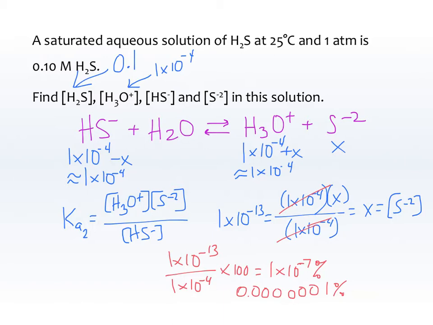All right, then HS minus is also 1 times 10 to the negative 4. And then S minus 2 is what we just found, 1 times 10 to the negative 13. So that's your polyprotic acid.